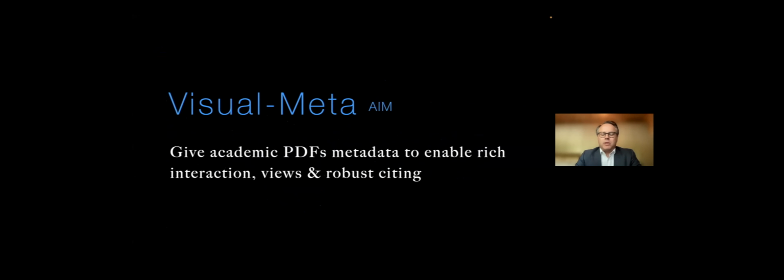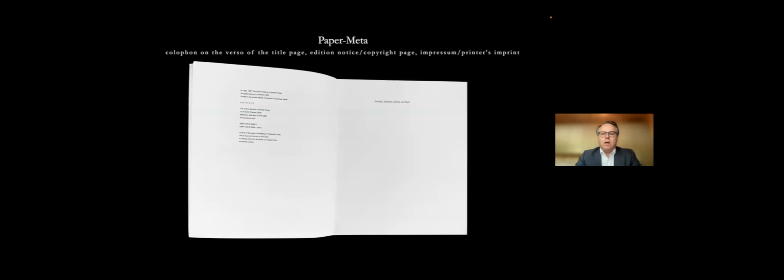The problem addressed is that academic PDFs lack access to digital affordances beyond the web link. And our aim is to give academic PDFs metadata to enable rich interactions, views, and robust citing. Our approach is to add a few words to an appendix. You all know most books, one of the first pages, it has all kinds of stuff about the book. And you also know PDFs normally have nothing.